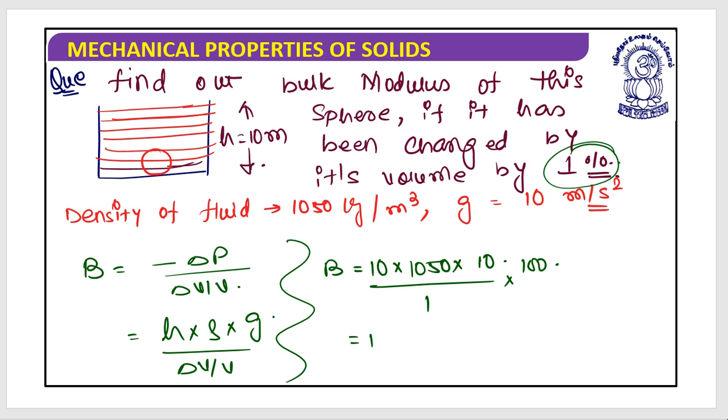So this is equal to 105 multiplied by 2 plus 1 3 plus 1 4 plus 1 5. It's 105 into 10 to the power 5 Newton per meter square. That's it. You did a great job.